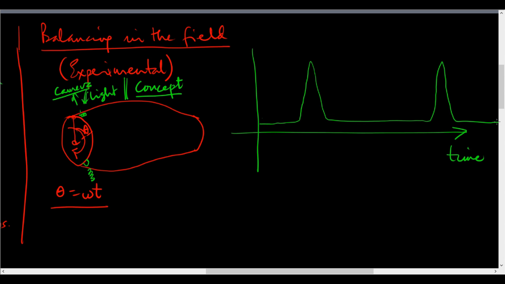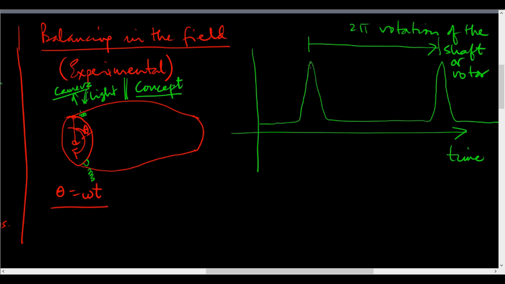And so on. And then what happens here is, from here to here I have a 2 pi rotation of the shaft or rotor. Okay, so I draw this line here, I draw this line here. If I don't think of this as time, but if I think of phase or rotation, then this distance is 2 pi.